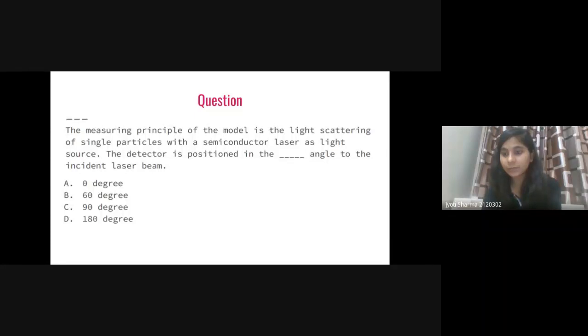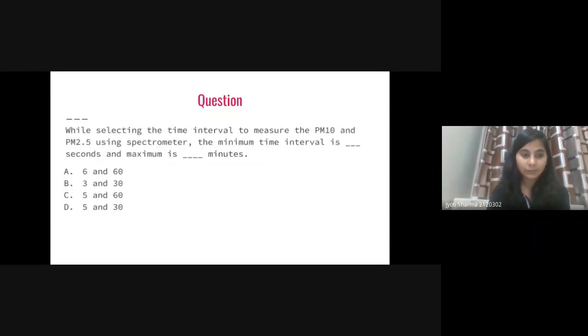Okay, Korea already gave me answer C. Yes, I saw that you already gave me C. Rashmi also gave me C. So yes, this is 90 degrees.